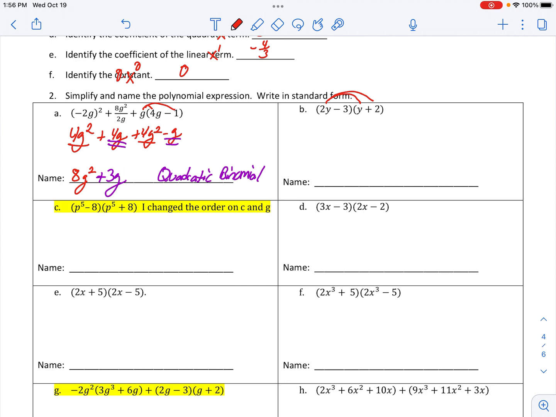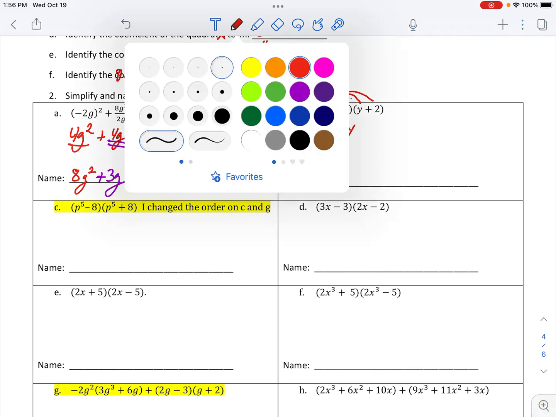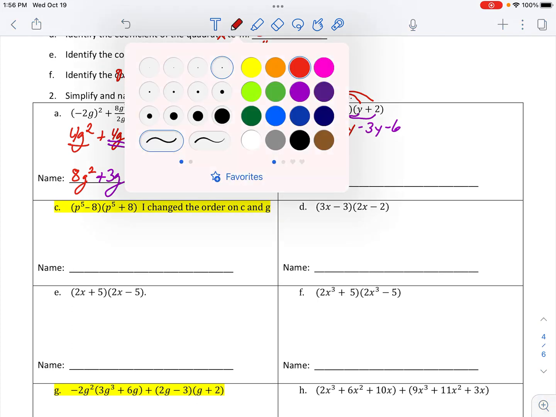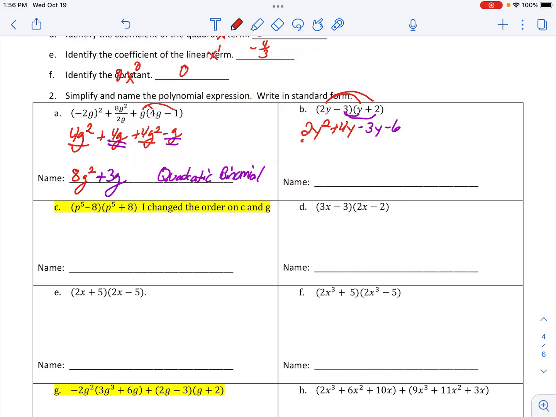Follow my arcs. We're going to take 2y times 1y, 2y times 2, and then we're going to come around and distribute the negative 3. So that's all that we're doing. Minus 3y minus 6. Now we put it into standard form by combining like terms. There's only the one quadratic term. There are 2 linear terms. So 4y minus 3y is 1y. And there is 1 constant. Nothing to combine with it.